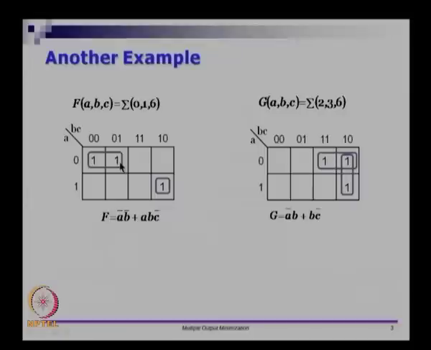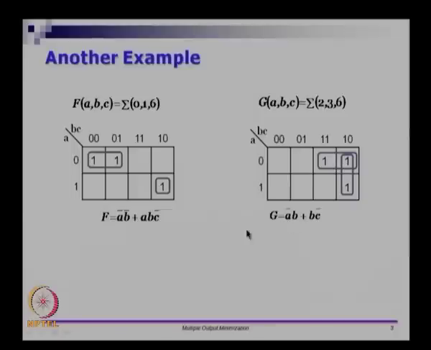So we have 2 ones here and a loner one here. So this gives us the term A bar B bar, and this gives us the term A B C bar. So here we have 2 groupings of 2 each. So this vertical one gives us the term B C bar, and this horizontal one gives us the term A bar B.